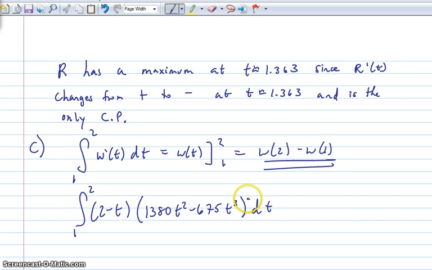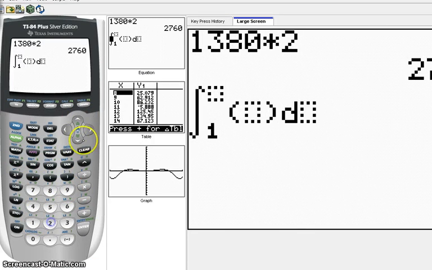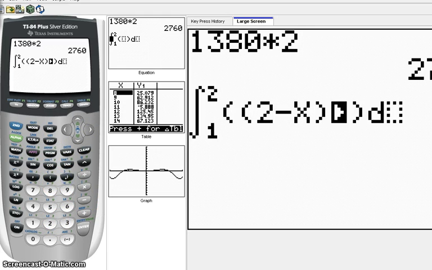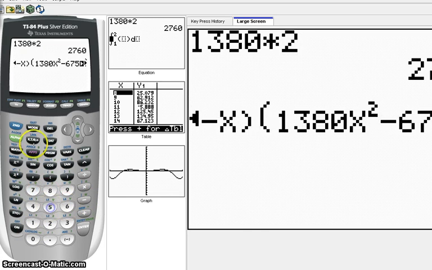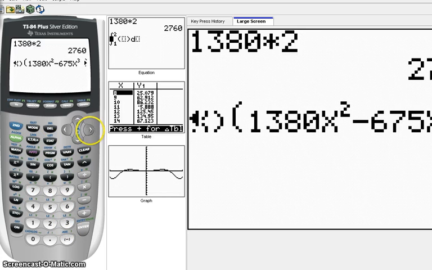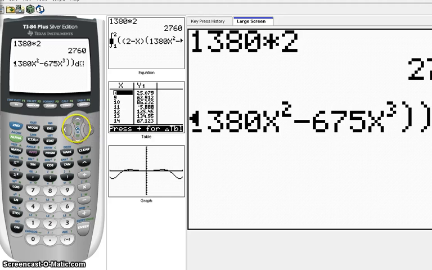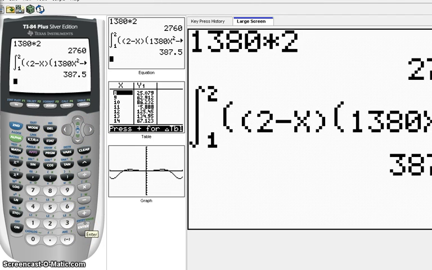And we're just going to plug that straight into our calculator. So let's go ahead and do that and see how many hours in total wait time there is for everybody together. So math option 9, we're going from 1 to 2. We have parentheses 2 minus x, close that parenthesis, times r of t, which is 1380 x squared minus 675 x cubed, and then close that parenthesis, and then dx, and then press enter, and we get 387.5.